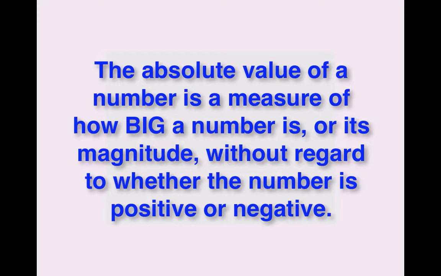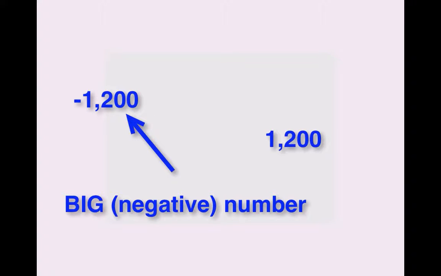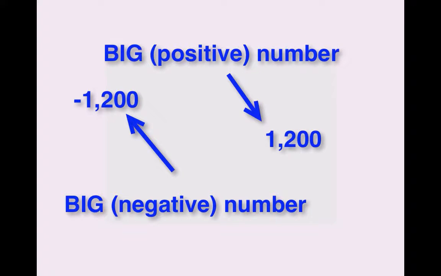So what is the absolute value of a number? Absolute value is a measure of how big a number is, or a number's magnitude, without regard to whether that number is positive or negative. So for example, negative 1200. It's a really big number. So is positive 1200. It doesn't matter whether it's positive or negative. Those are big numbers. Those are going to have large absolute values.